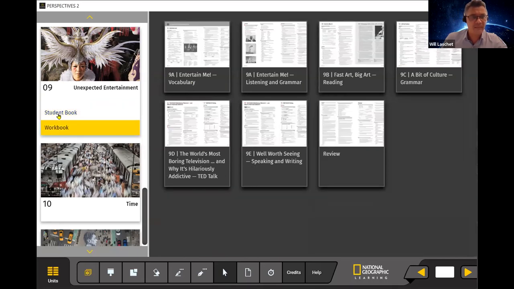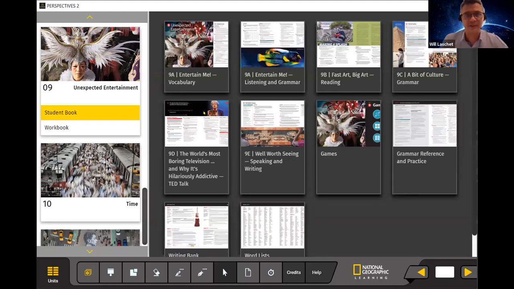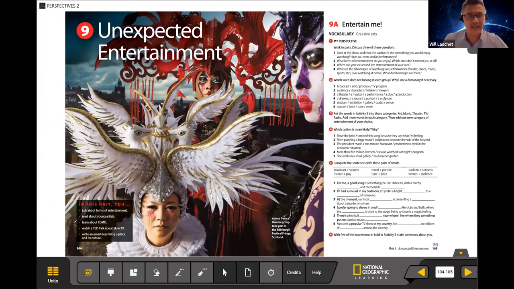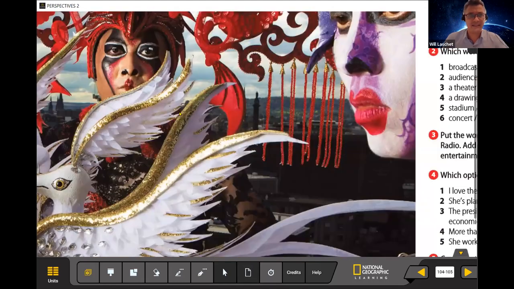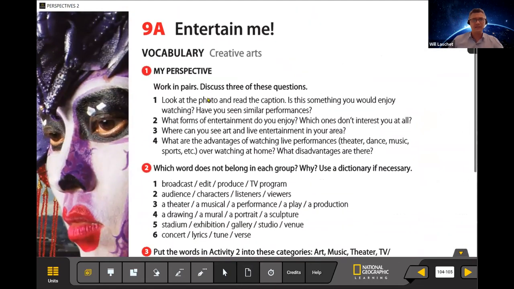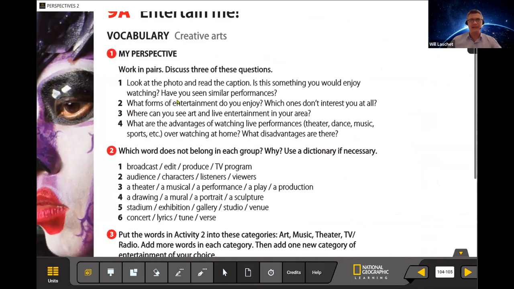All right, so you can see here that we have access to the student book and the workbook. So if you're teaching in the classroom or online, you have all the materials that you need. We're going to go straight into Unit 9 because this is what we were looking at. Here's the picture, and if I zoom in, we can see that these are the questions that we just answered, the My Perspective activity.